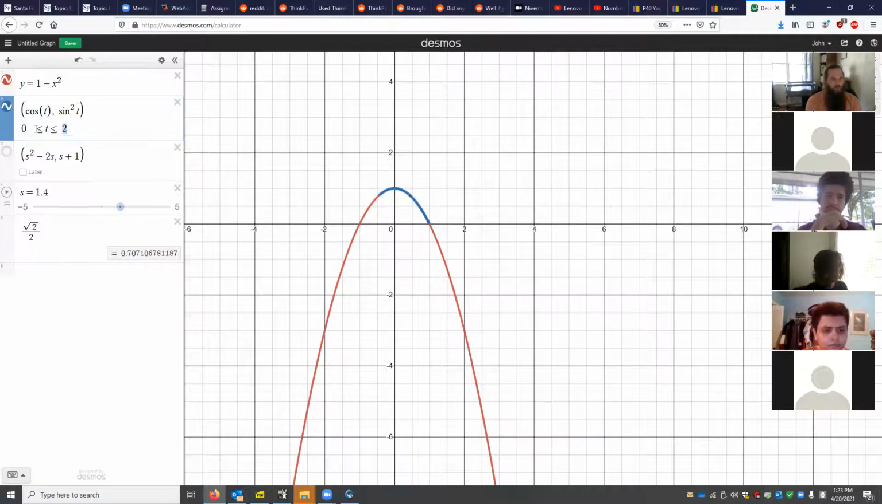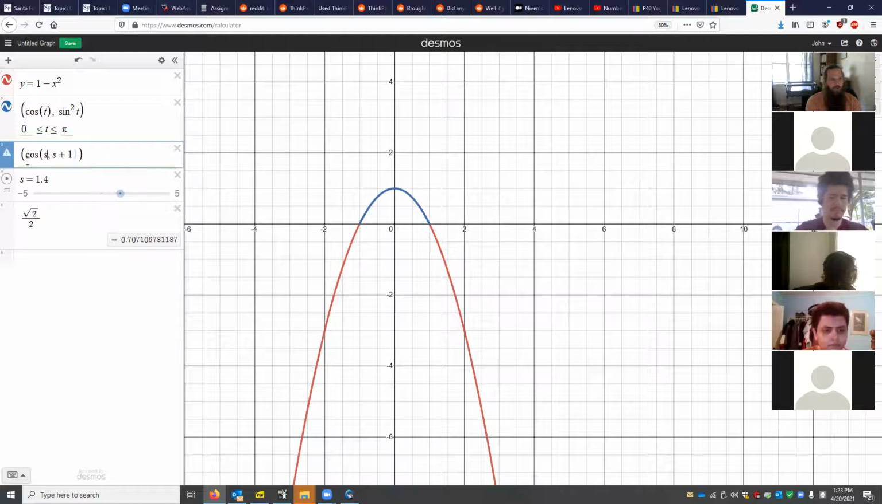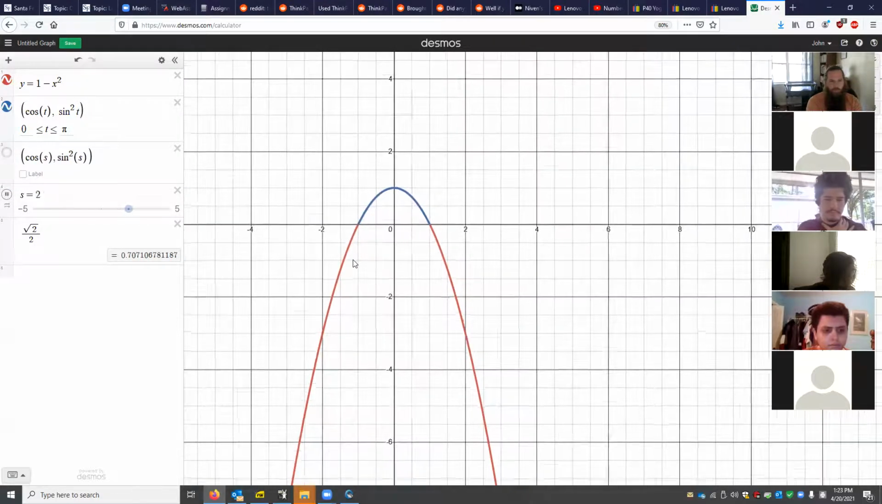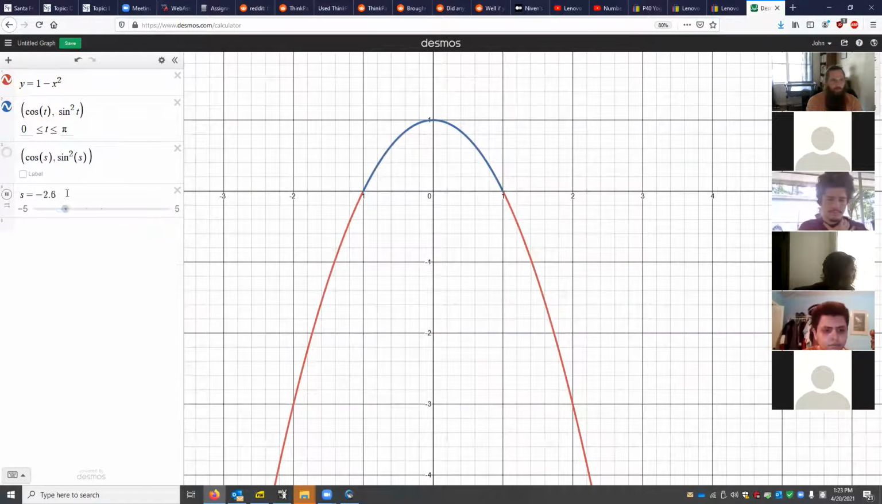Be running from 0 to top. And if we want to watch the particle bounce around in there, we can. Does it not like this for some reason? Oh, I need to turn it on. Yeah, there we go.